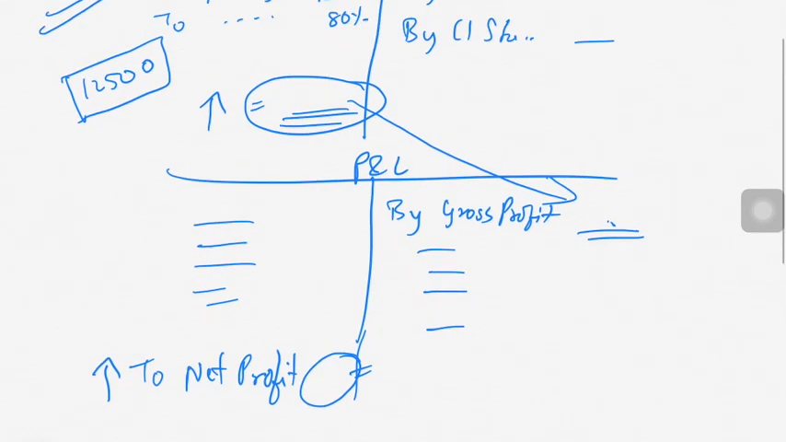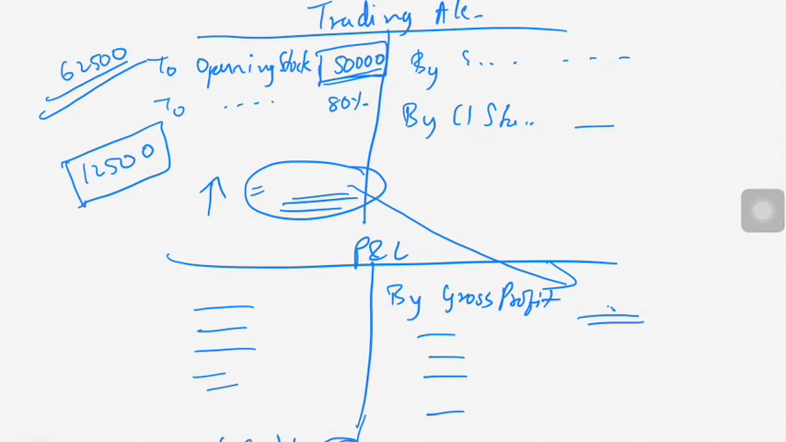So what will you do? You will subtract 12,500 from net profit, because when your opening stock is 50,000, your net profit is overstated by 12,500. You need the exact net profit, so you will subtract 12,500 from net profit. I believe everybody is able to understand what I am saying.